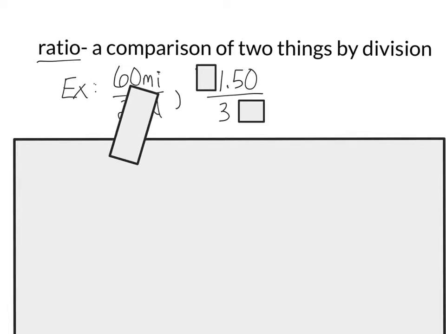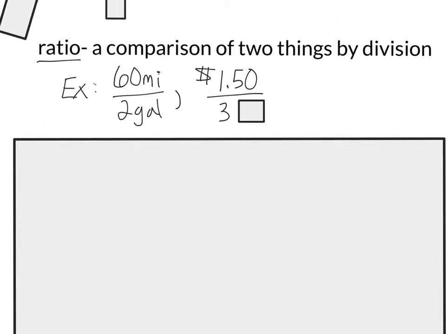Now, if we add some units to these, so 60 miles for 2 gallons, $1.50 for 3 pounds, when they have the units in them, these would be examples of rates. Without the units, they're just ratios. We add the units, now we can call them rates. They're still ratios, it's just a special name we give to ratios that have units with them.